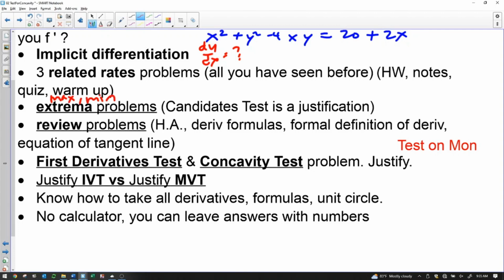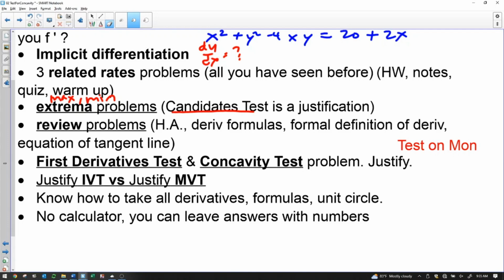Do you realize that extrema is a max or a min? It is not a relative max or relative min. If I ask you to find the extremas, then I am asking you to do a candidate's test. Do you remember what a candidate's test is? If I ask you to justify your answer, the candidate's test is your justification. You don't have to write any words. The candidate's test is your justification.